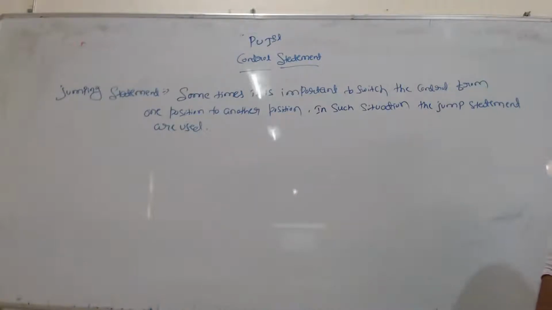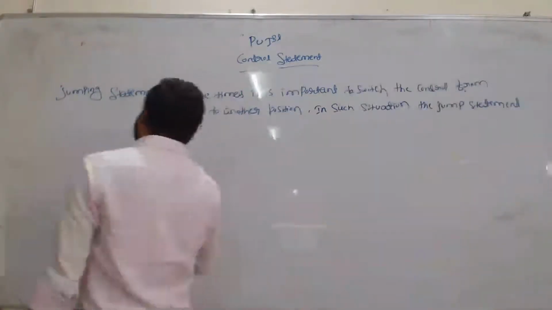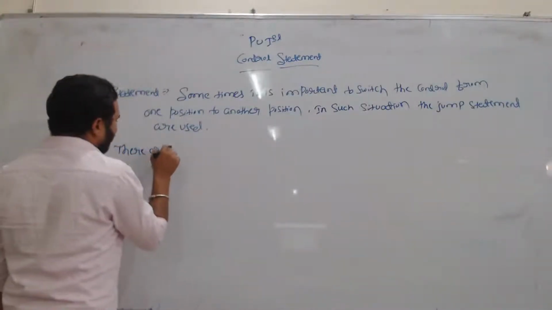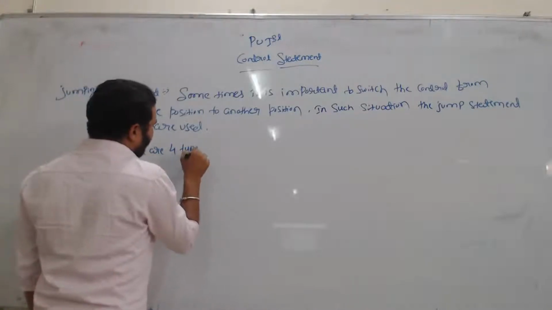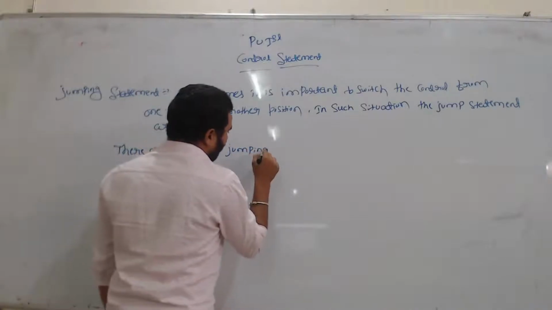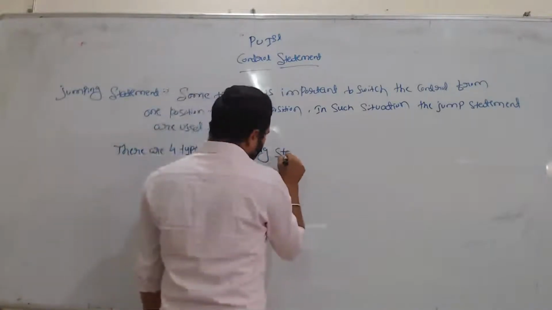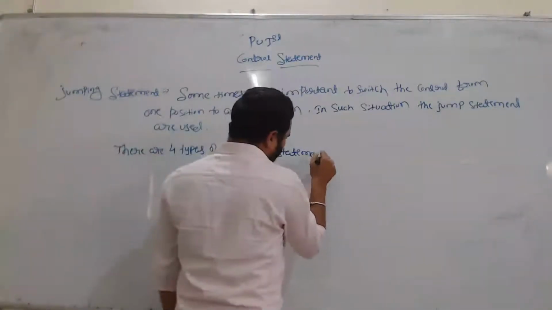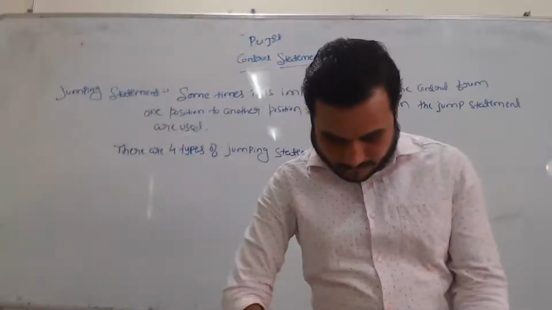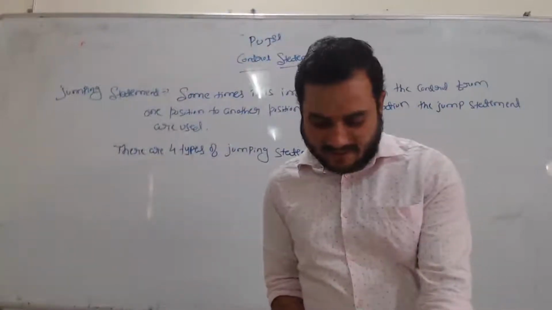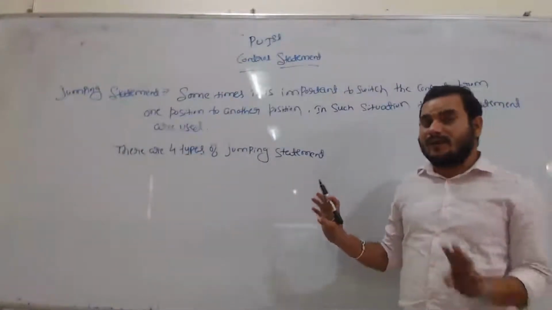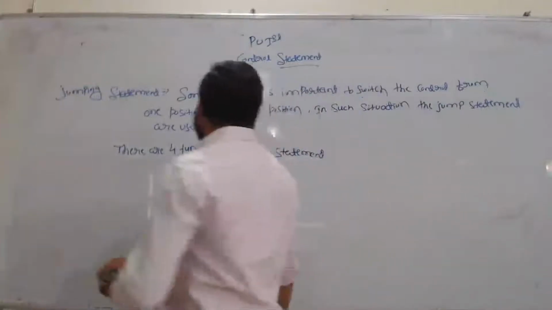Okay, so there are four types of jumping statements. Actually there are five, but as per our syllabus, they will give only four. There are four types of jumping statements.